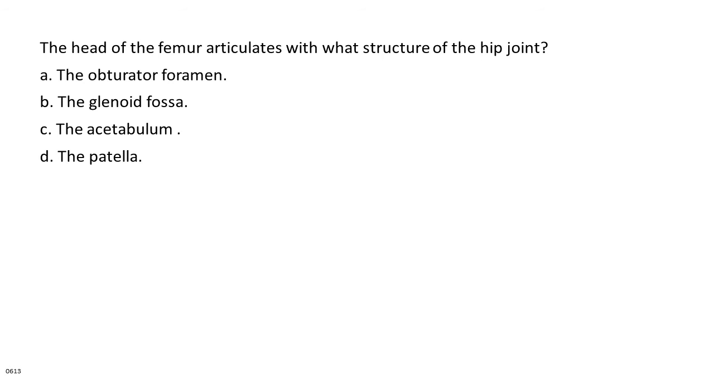The head of the femur articulates with what structure of the hip joint? A. The obturator foramen. B. The glenoid fossa. C. The acetabulum. D. The patella.